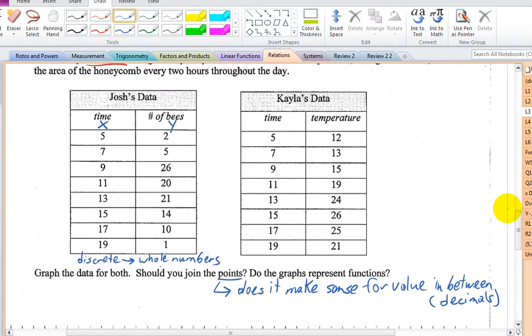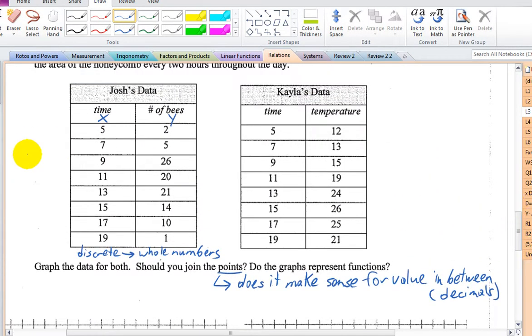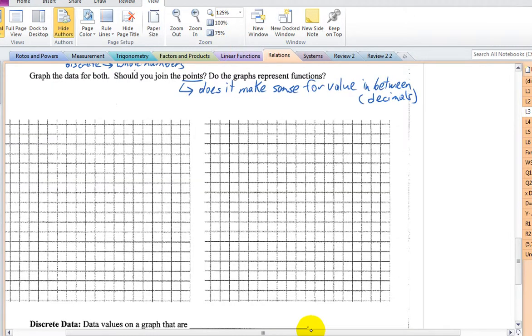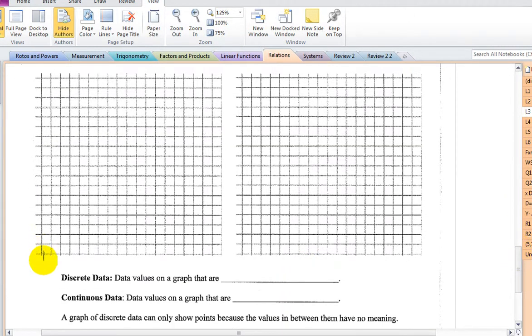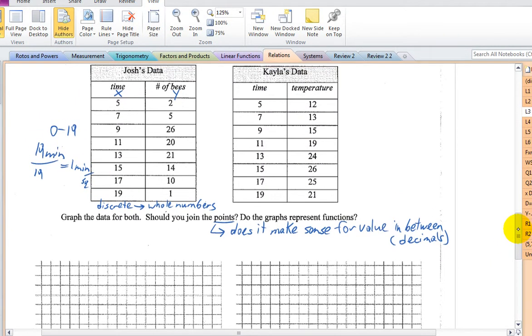Sorry, connected. Let's plot Josh's data real quick. So Josh, for time, he goes from 0 to 19. Let me just make this smaller so it's easier to see. When you count, you count all the way across: 1, 2, 3, 4, 5, 6, 7, 8, 9, 10, 11, 12, 13, 14, 16, 17, 19. So we need 19 minutes plotted, and there's 19 squares. So each square is 1 minute. Makes it nice for us.